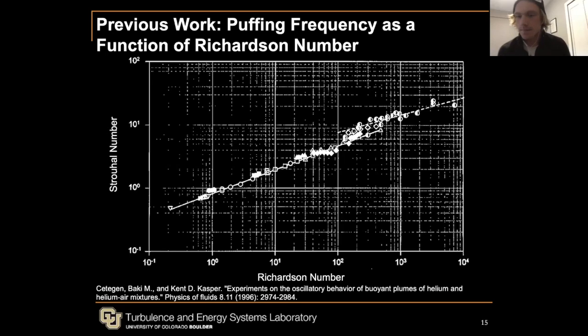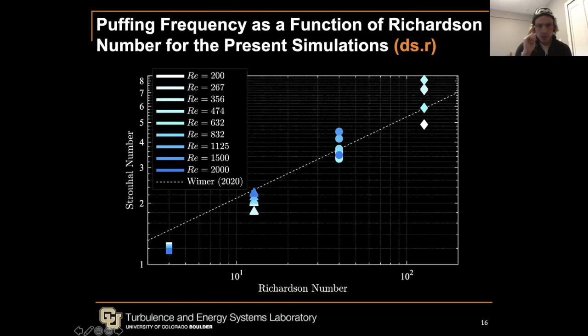Sounds good, thanks. And then on the puffing frequency: in terms of Strouhal number, it is very well correlated with Richardson number, but there's a change in scaling at higher Richardson numbers. And through our simulations where we are varying the Reynolds number, we actually see some deviations with the proposed scaling as well.